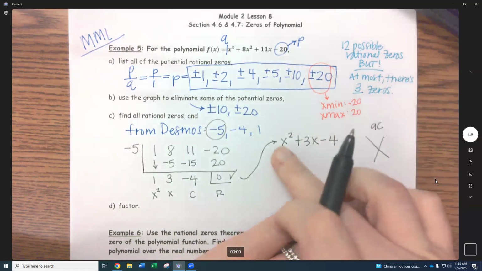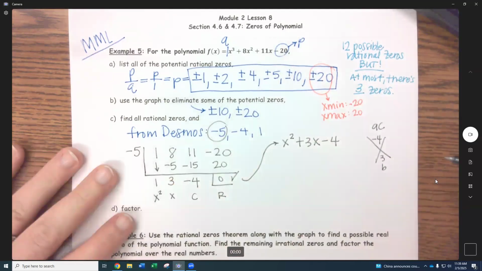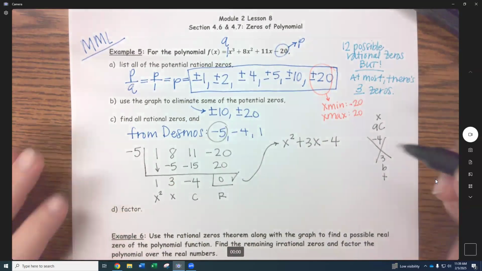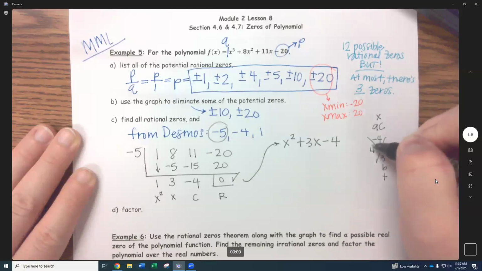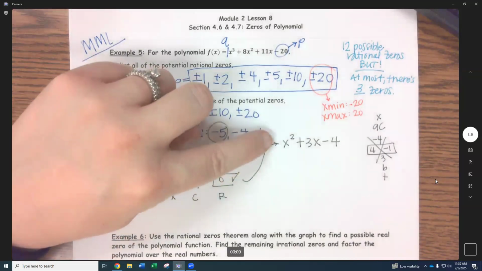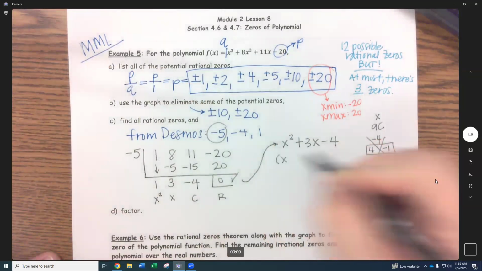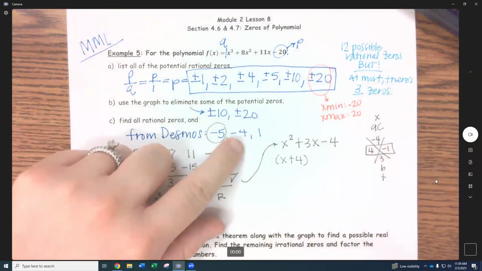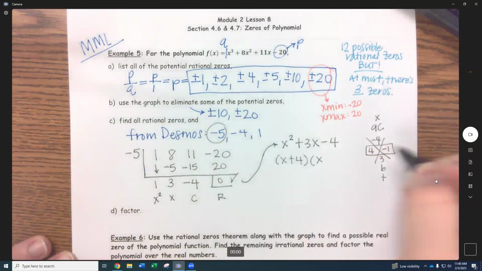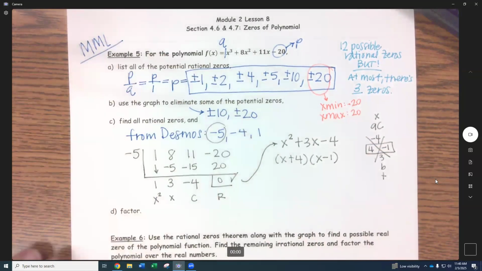So my a times c is 1 times -4. My b term is 3. So what adds up to 3, but multiplies to a -4, and that will be 4 and -1. Now, luckily with this one, unlike with example 3, what I'm left with is an easy trinomial. So that means this is what this factors to be. So this will be x plus 4, which when you solve that, that's going to give you x equals -4, and x minus 1, which when you set that equal to 0, you get +1.